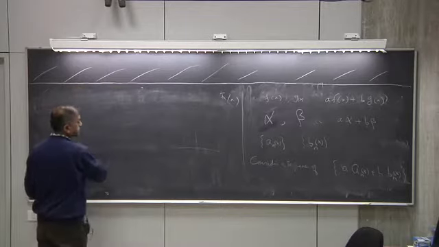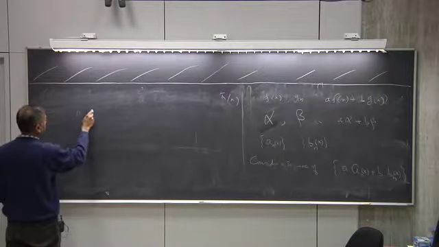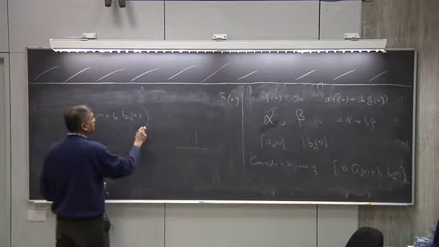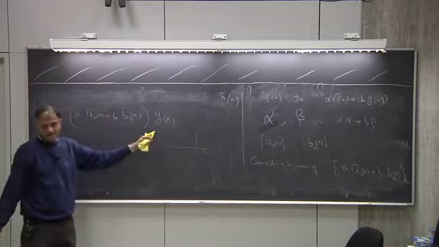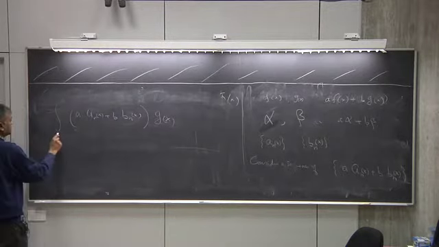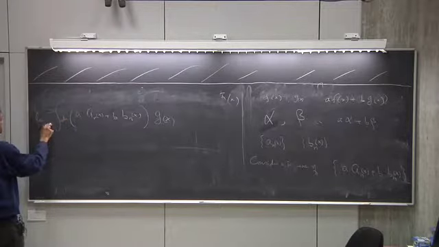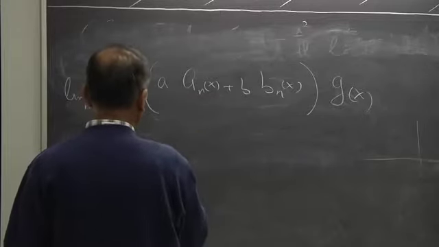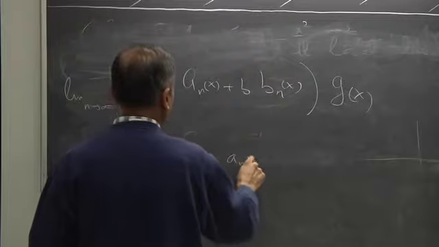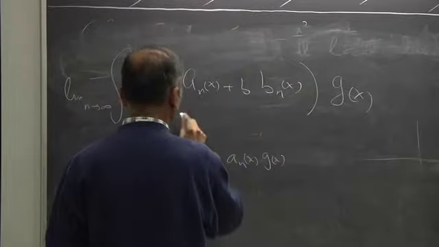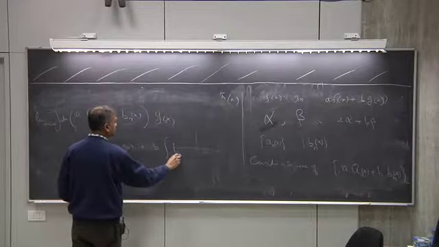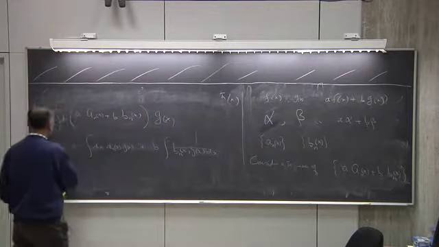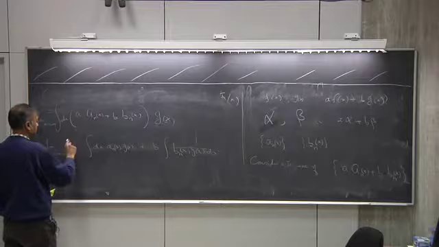So we want to check whether this limit exists: a α_n(x) + b β_n(x) multiplied by any good function g(x). g(x) is any good function, and we are asking whether this limit exists. But that's obvious, because this is the same as a times the integral of α_n(x) g(x) dx plus b times the integral of β_n(x) g(x) dx, and the limit for each of them exists, right?